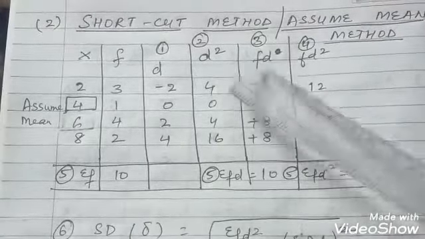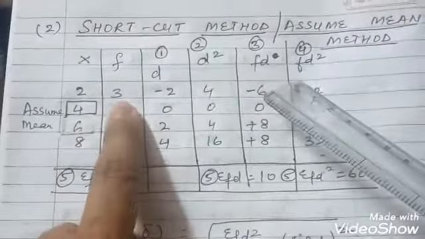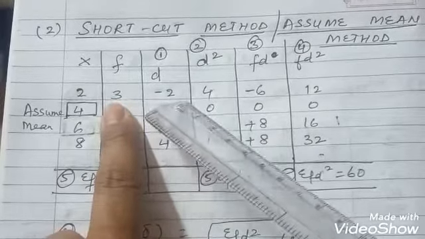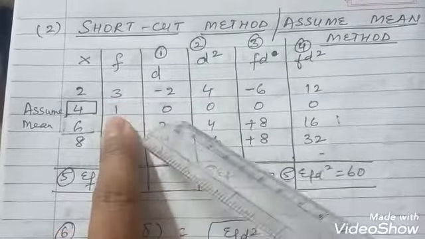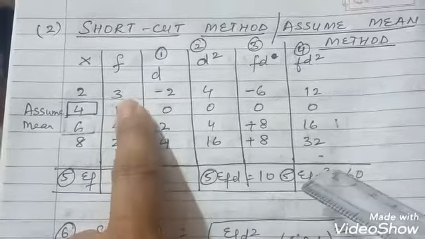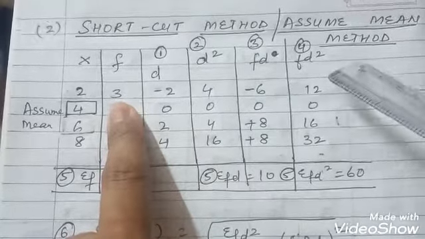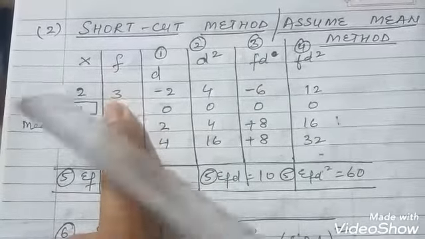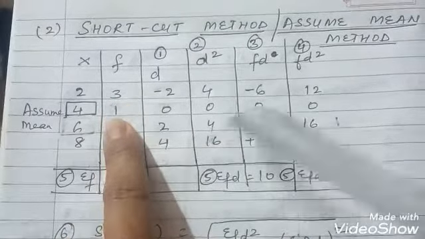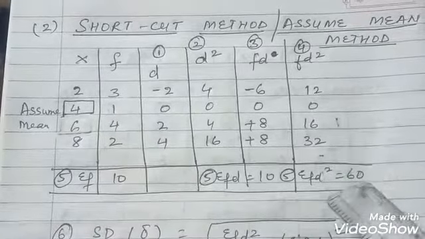Here you have a new column, children. You will take fd. मतलब इस f की वैल्यू को इस d की वैल्यू के साथ मल्टीप्लाई करोगे. 3 into minus 2 minus 6, 1 into 0 0, and so on. You have a new column fd square. Again I repeat, it is not fd whole square. It is every value of f into every value of d square. 3 into 4 12, 1 into 0 0, 4 into 4 16, and so on.